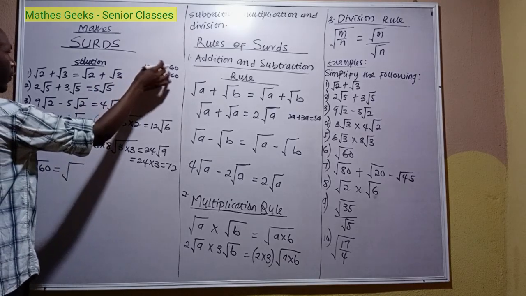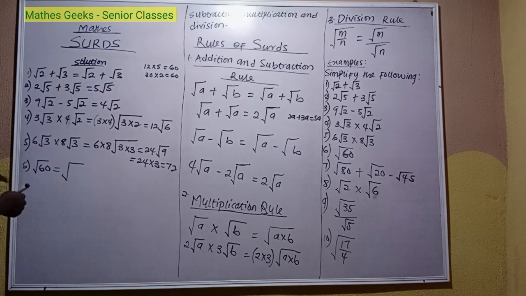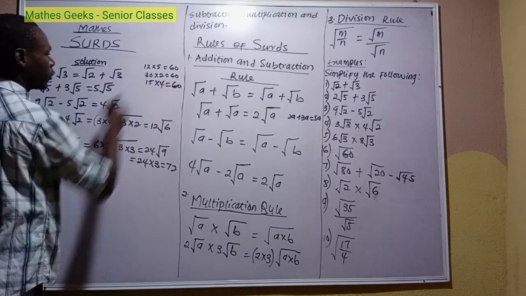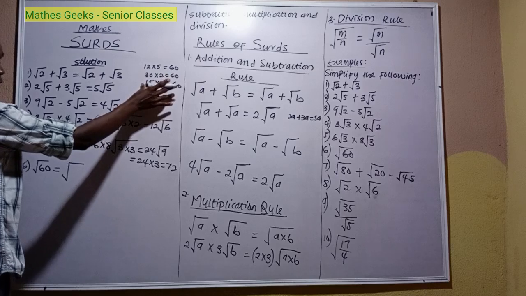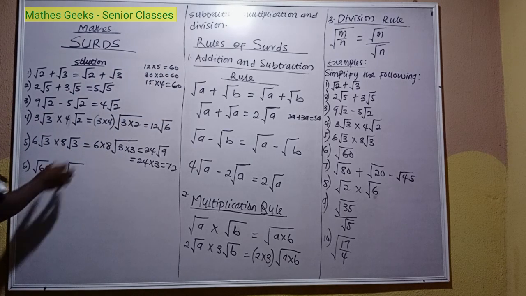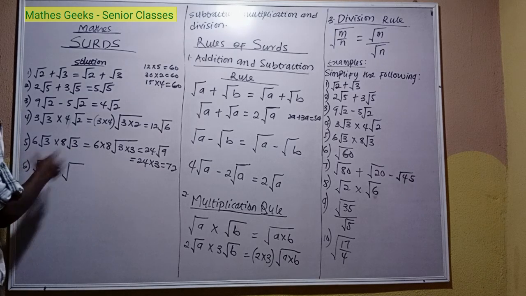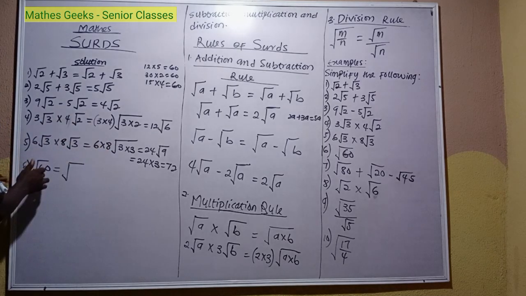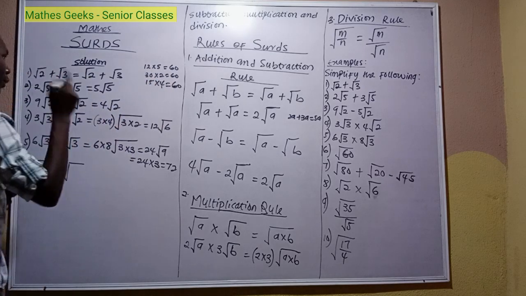12 is not a perfect square. 5 is not a perfect square. 30 is not. 2 is not. So we cannot use any of these. So what other numbers will give us 60? Let's look at 15 times 4, which is 60. From the rule of surds, when we are simplifying a number, like in this example, 60, we must write 60 as a product of two factors, that is, two numbers that multiply to give us 60. Now, one of those factors must be a perfect square.